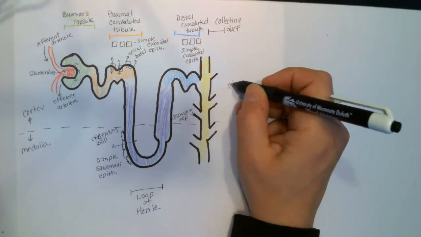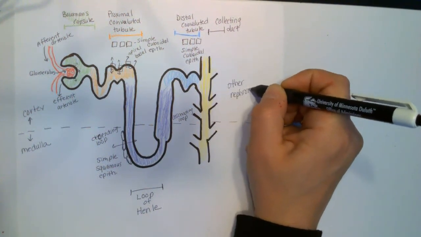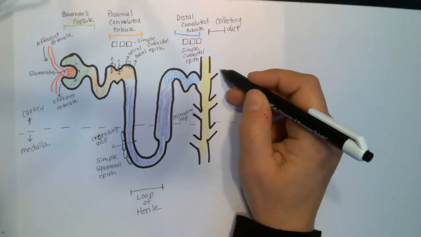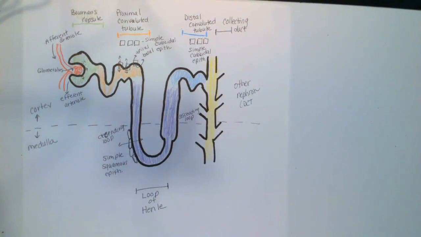And on this side over here, there would be another nephron, specifically the DCT of a nephron on this side, so that you have two nephrons dumping into that collecting duct at once.